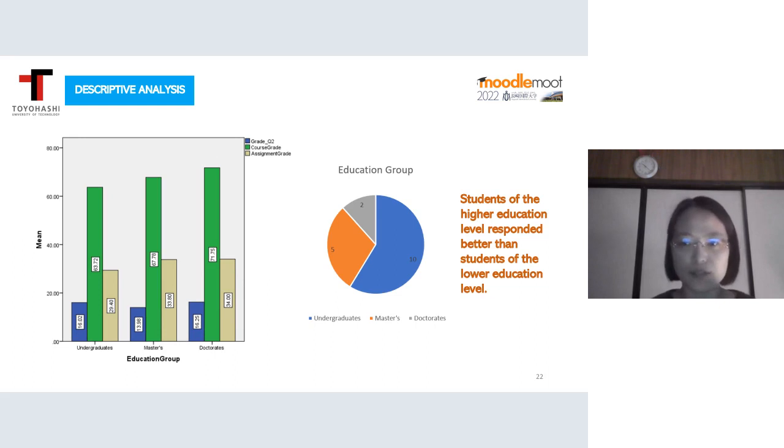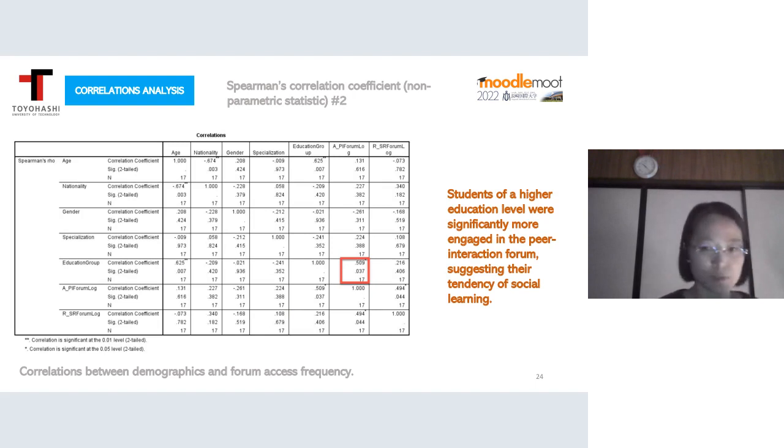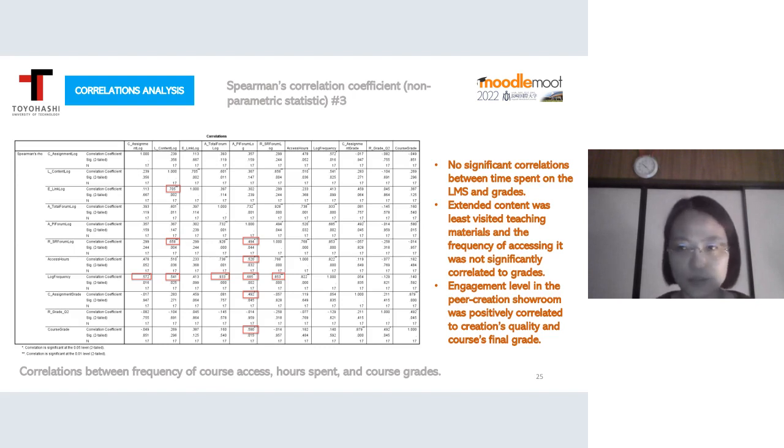And another finding is that this model seemed to respond better to students of higher education level than the lower level of education, meaning that postgraduate students performed better in the course than bachelor students. But when I ran the Spearman's correlation analysis, I found that there's no significant correlation between the demographic characteristics of students and their test grades. But maybe that's because the size was rather small. Another thing is that students of a higher level of education seem to be more actively engaging in their peer interaction forum, suggesting their tendency of social learning compared to bachelor students.